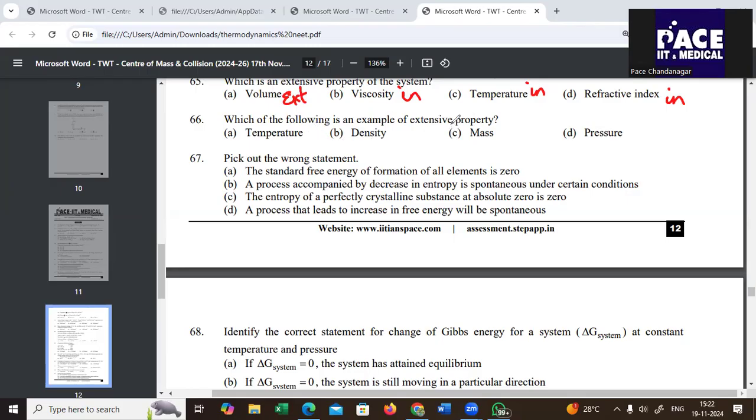Which is extensive property? Your mass is definitely extensive property. That definitely depends on the mass. Pressure is force upon area. Whatever is the force applied by that molecule will not change however much the mass of the content is. So pressure is intensive, density is intensive, temperature is also intensive. They do not change with the mass in it. So independent. Mass is extensive property. Next, going on with the next question here.